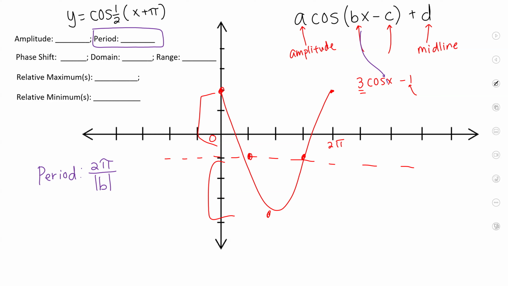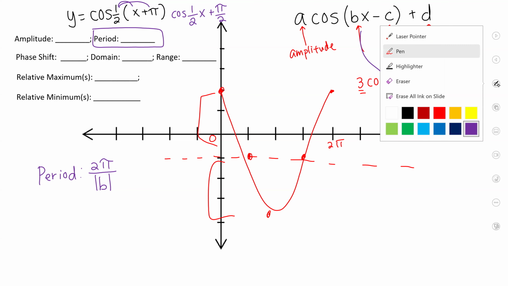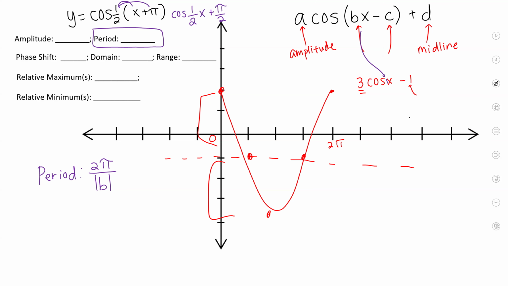However, this problem that we have up here is a little bit different. I'm going to go ahead and distribute this. This becomes 1/2 x plus pi over 2. And I'll just write down cosine. Okay, do you guys see what my B value is? 1/2. So let's use our formula. To find out my period, I'm going to do 2 pi divided by the absolute value of 1/2, which is just 1/2. So this becomes 4 pi. So my period is 4 pi.